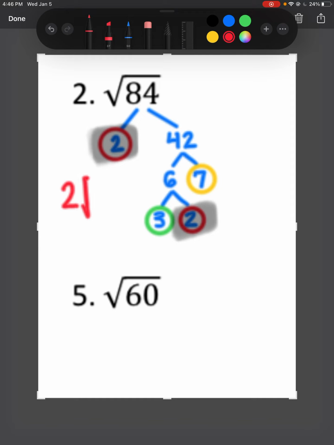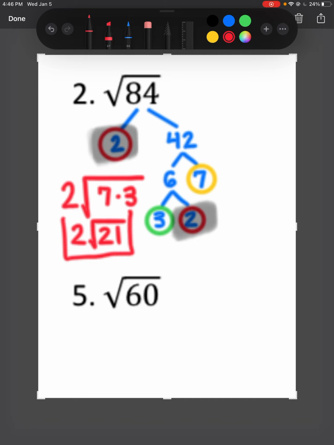And anything that pairs up gets to leave, any pair of 2. And then when there's multiple pairs, you multiply them together. And that's what you write on the outside of the radical. Now on the inside of the radical, it's going to be the product of any prime factors that were not paired up, any left over, so the 7 and the 3, all right? So that's going to give me a 2 radical 21, okay? And that's our final answer.